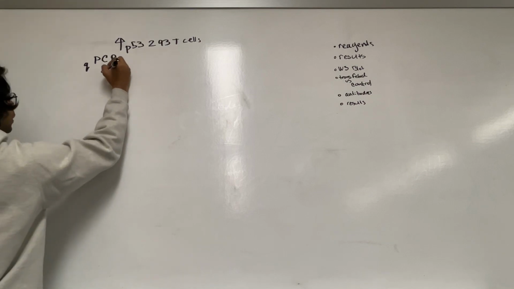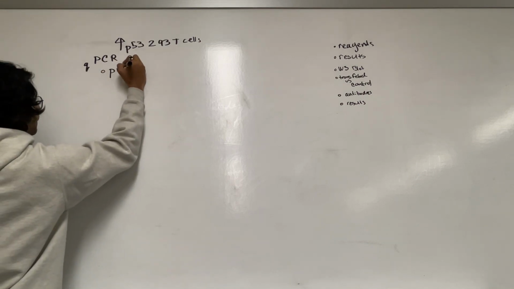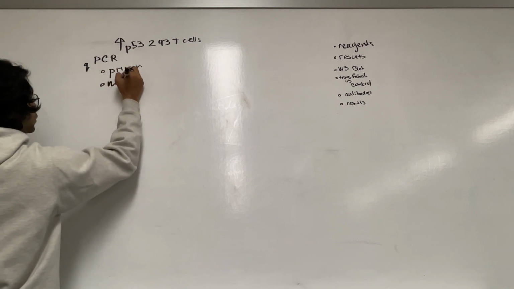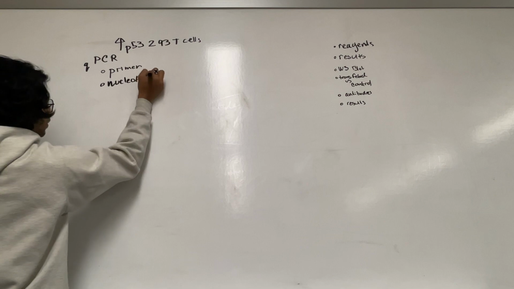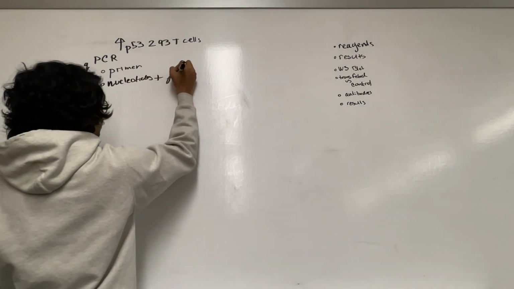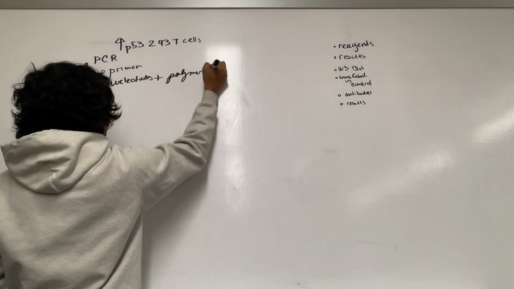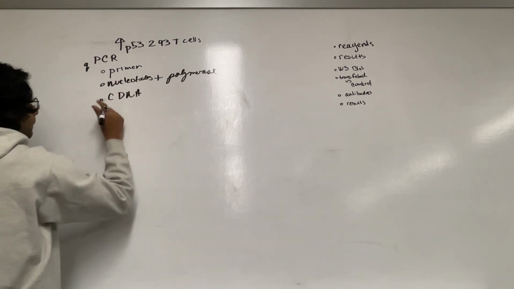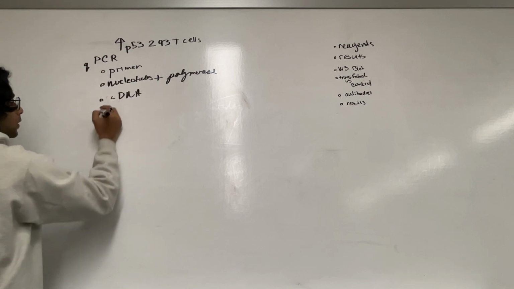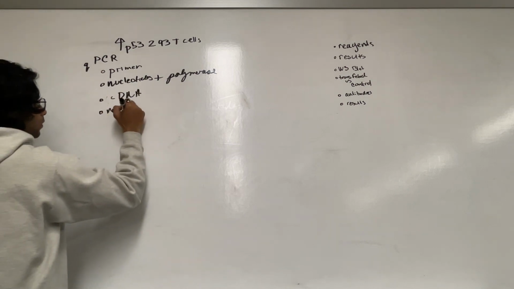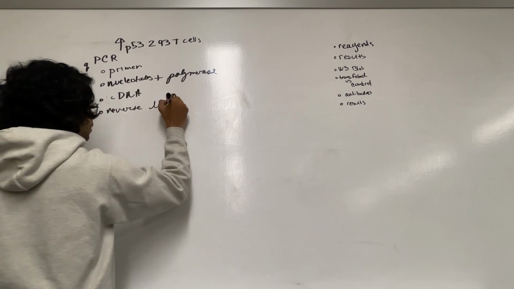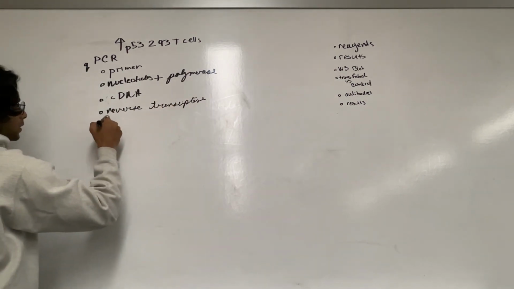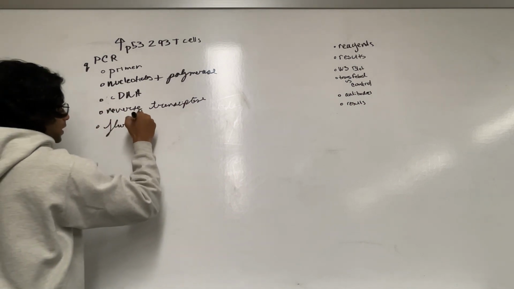You will need a primer, nucleotides, along with polymerase, cDNA, reverse transcriptase, and a fluorescent dye.